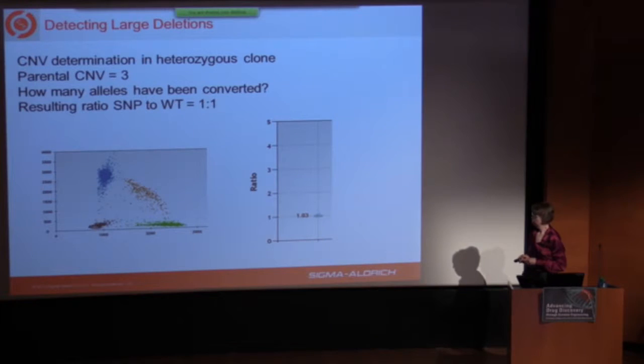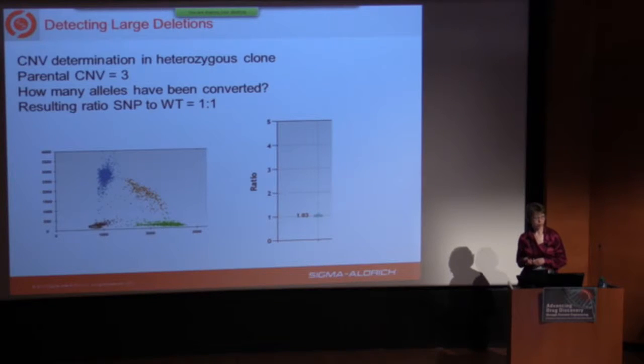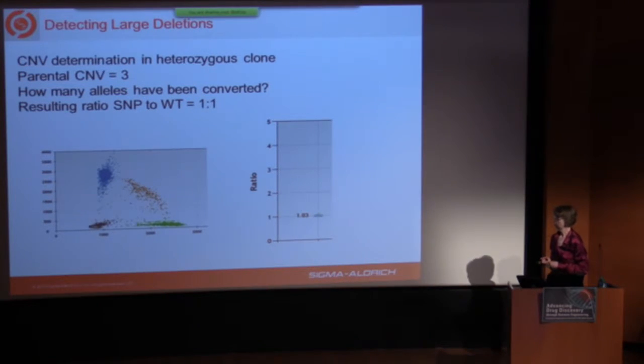And then one other point that I wanted to bring up was that in this case we were looking at a ratio of SNP to wild type, and we knew that our cells had 3 copies of the gene to start out with. And so when we were looking at a ratio of the SNP to wild type, we came up with a ratio of 1 to 1.